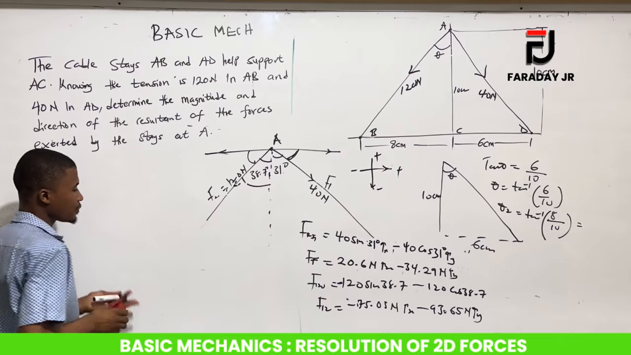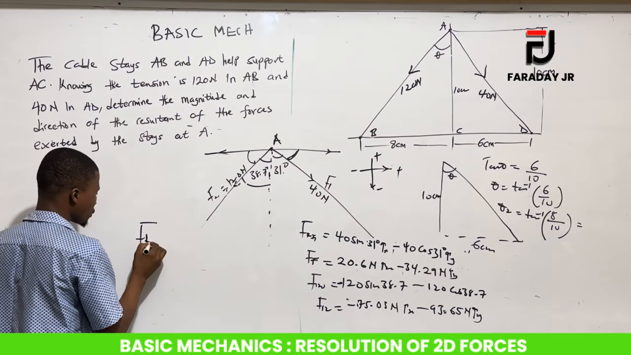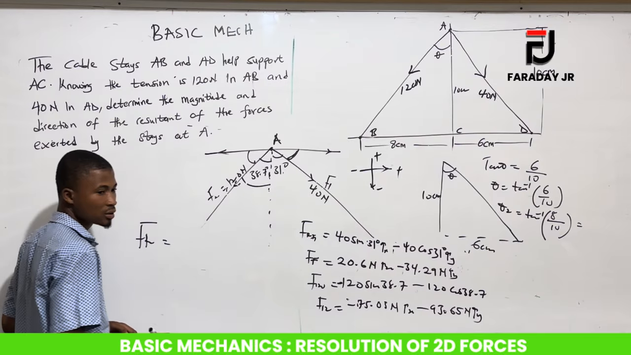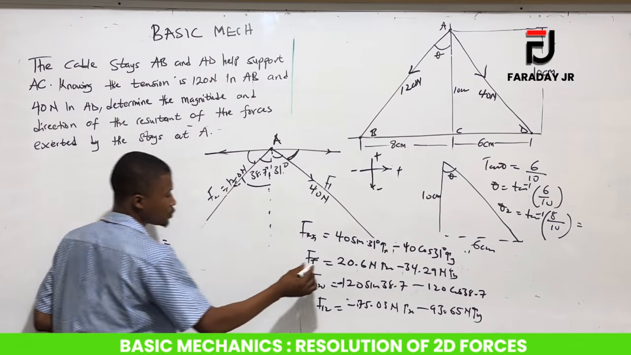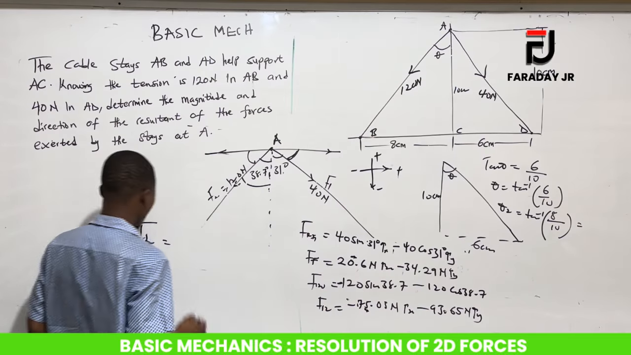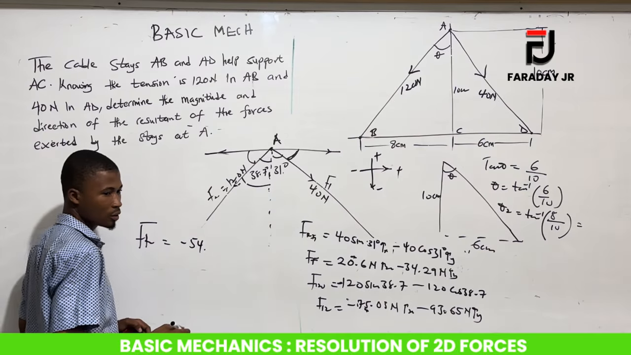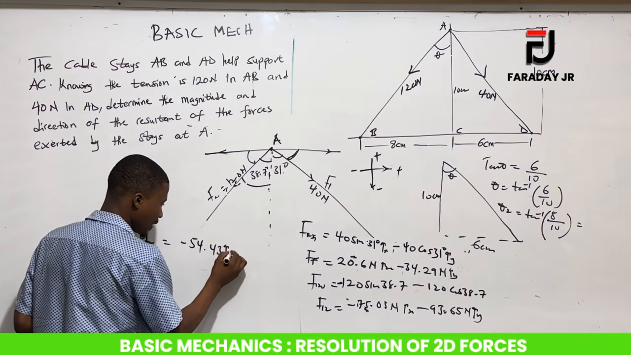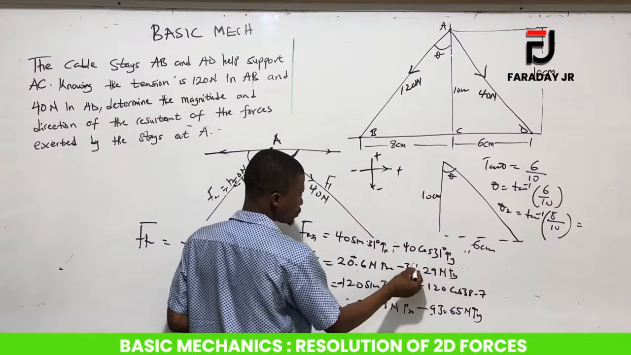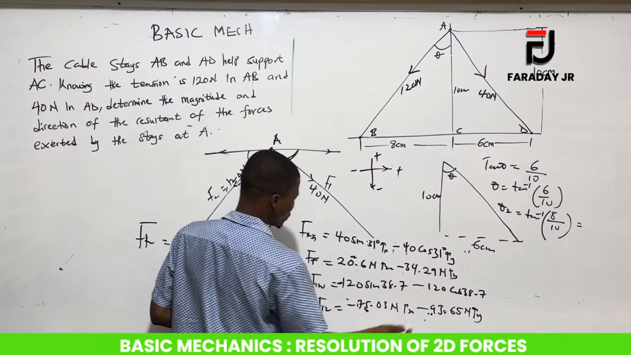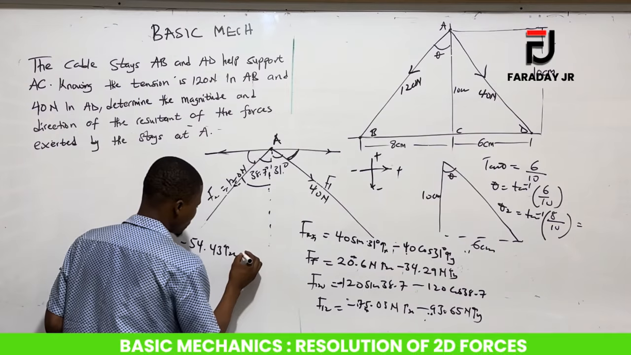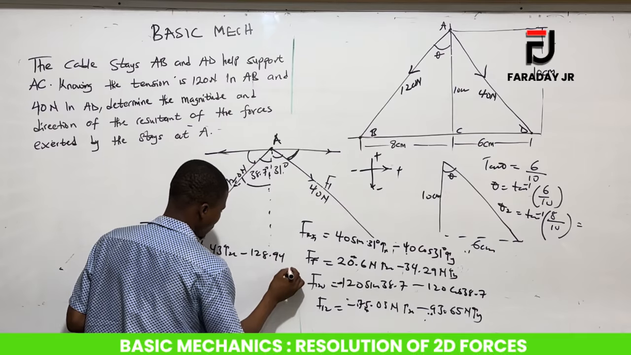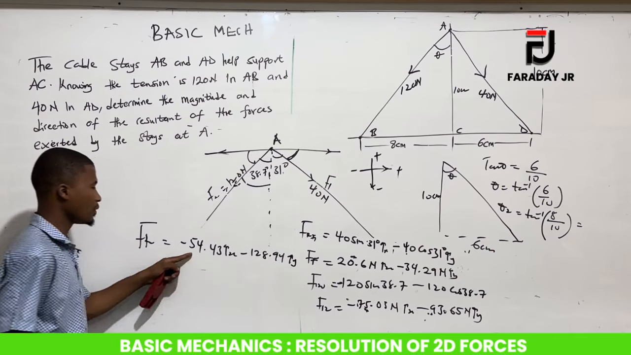So let's find our resultant force. Our final resultant force in the X plane will be the addition of these two. So add it for me. You add these two together, this and this. So minus 54.43 Newton in the X plane. And then adding these two together, minus 128.94 Newton Iy. So this is the resolution of the forces.